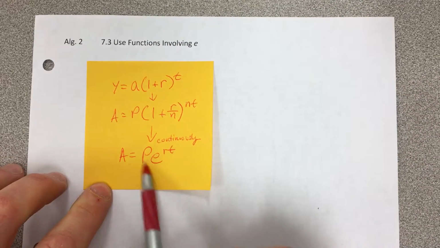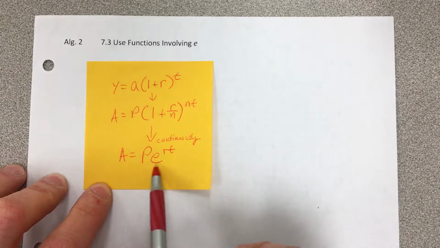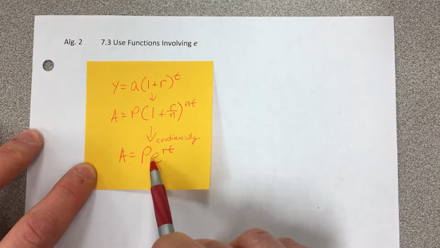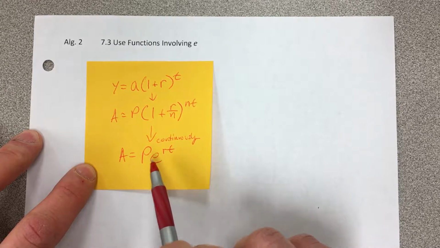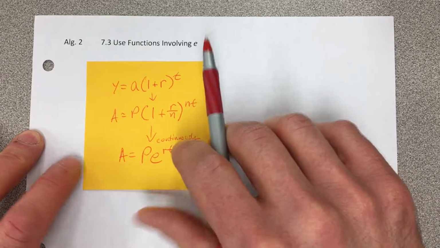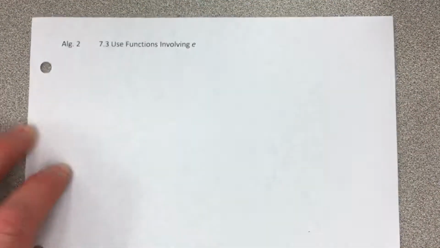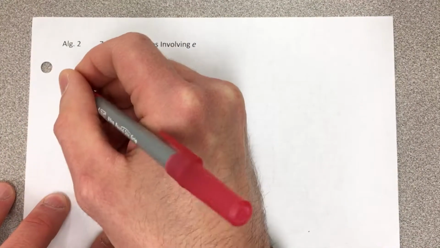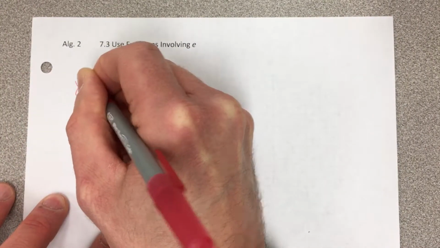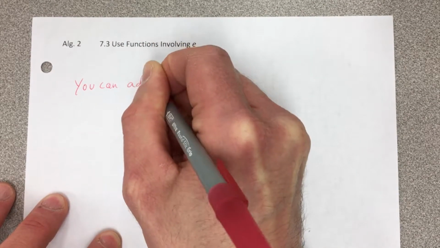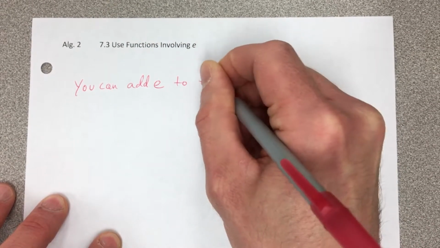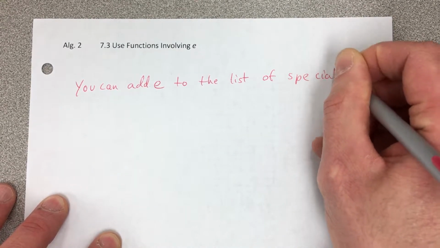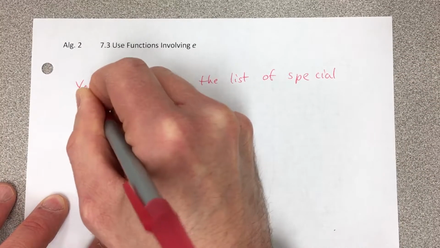Now, because of this formula and because of its widespread use in this world that we live in, it's got this e in it. It's not another variable. It's a number. And today, we're going to work with e. And I've got a couple of sentences here to kind of frame this for you. You can add e to the list of special numbers.